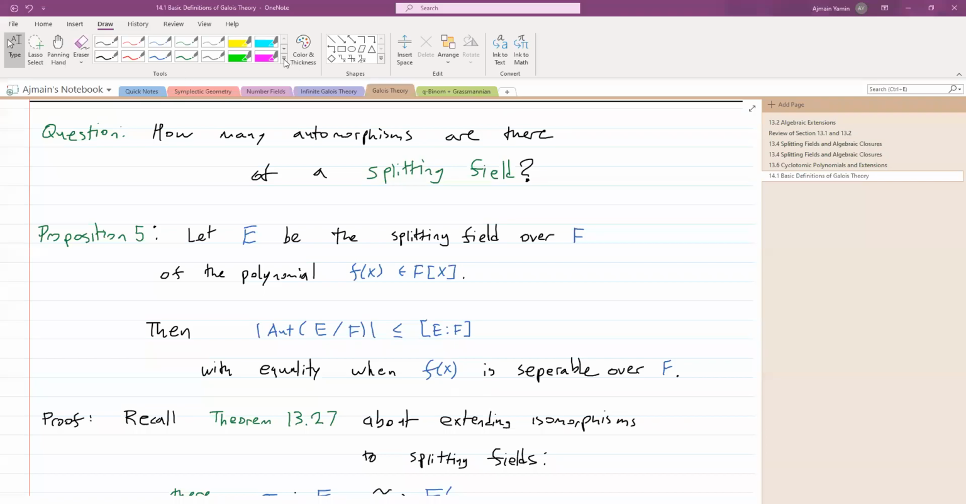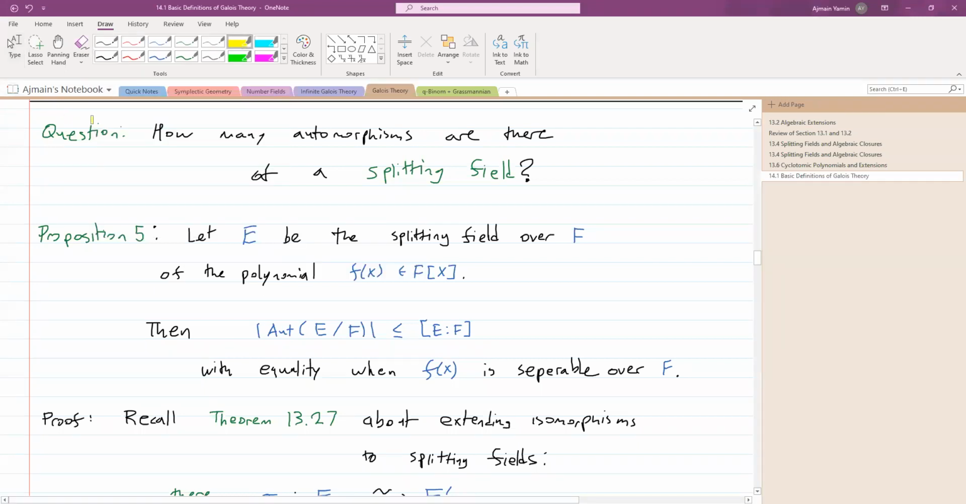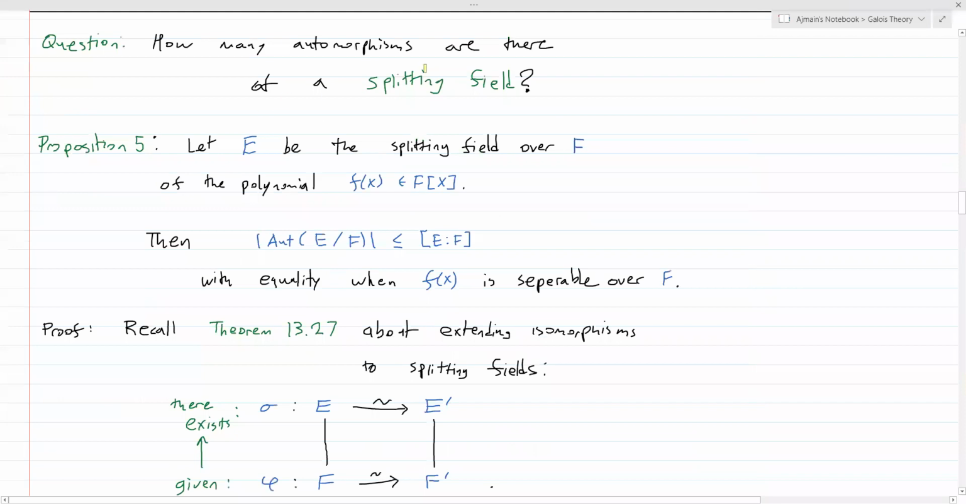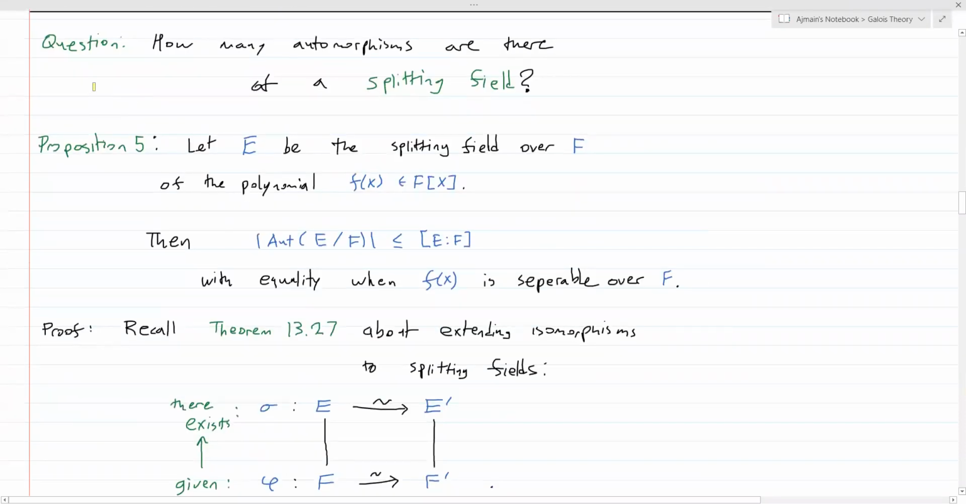Okay, so I'm going to start now. And today we're going to finish up section 14.1 of Dummit and Foote, which is the basic definitions of Galois theory. Right. So last time we were in the middle of this proof.